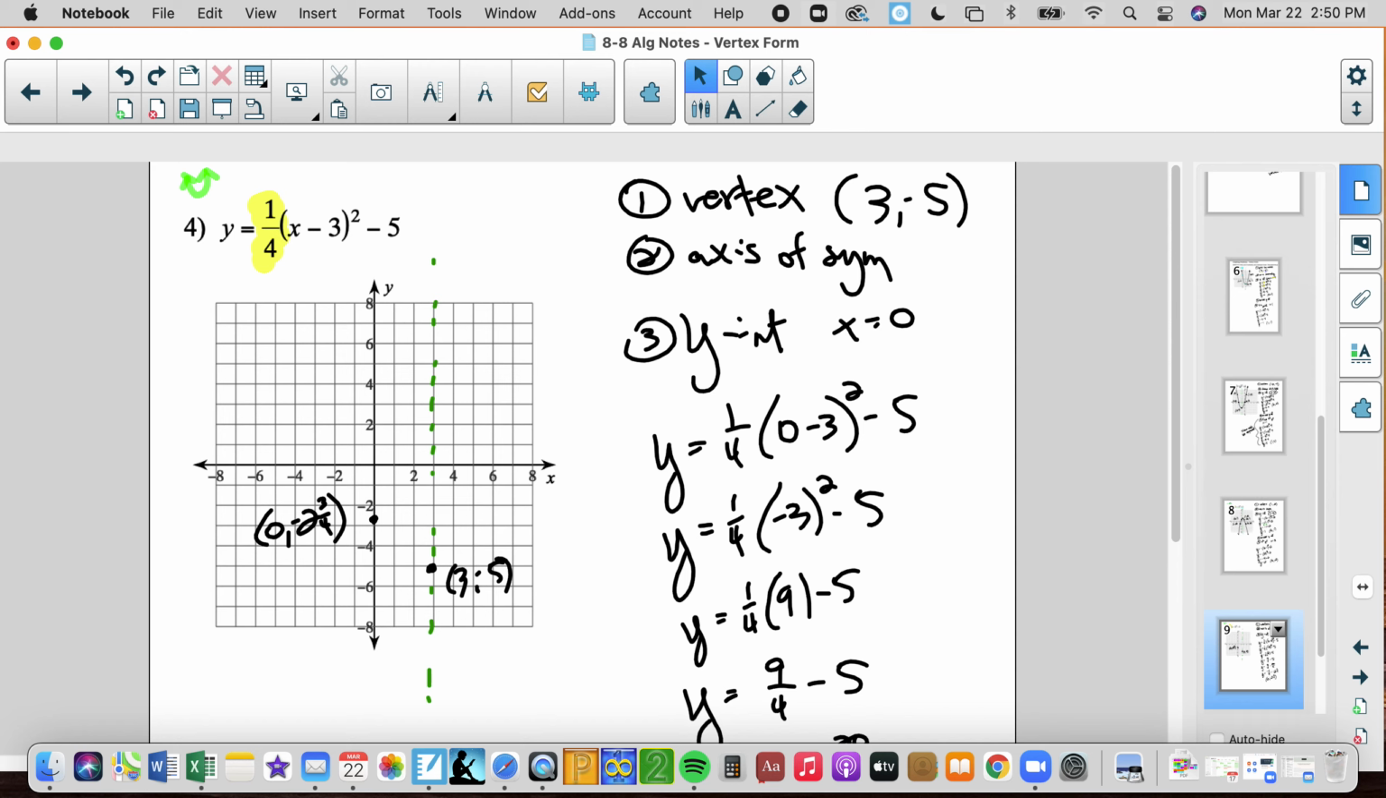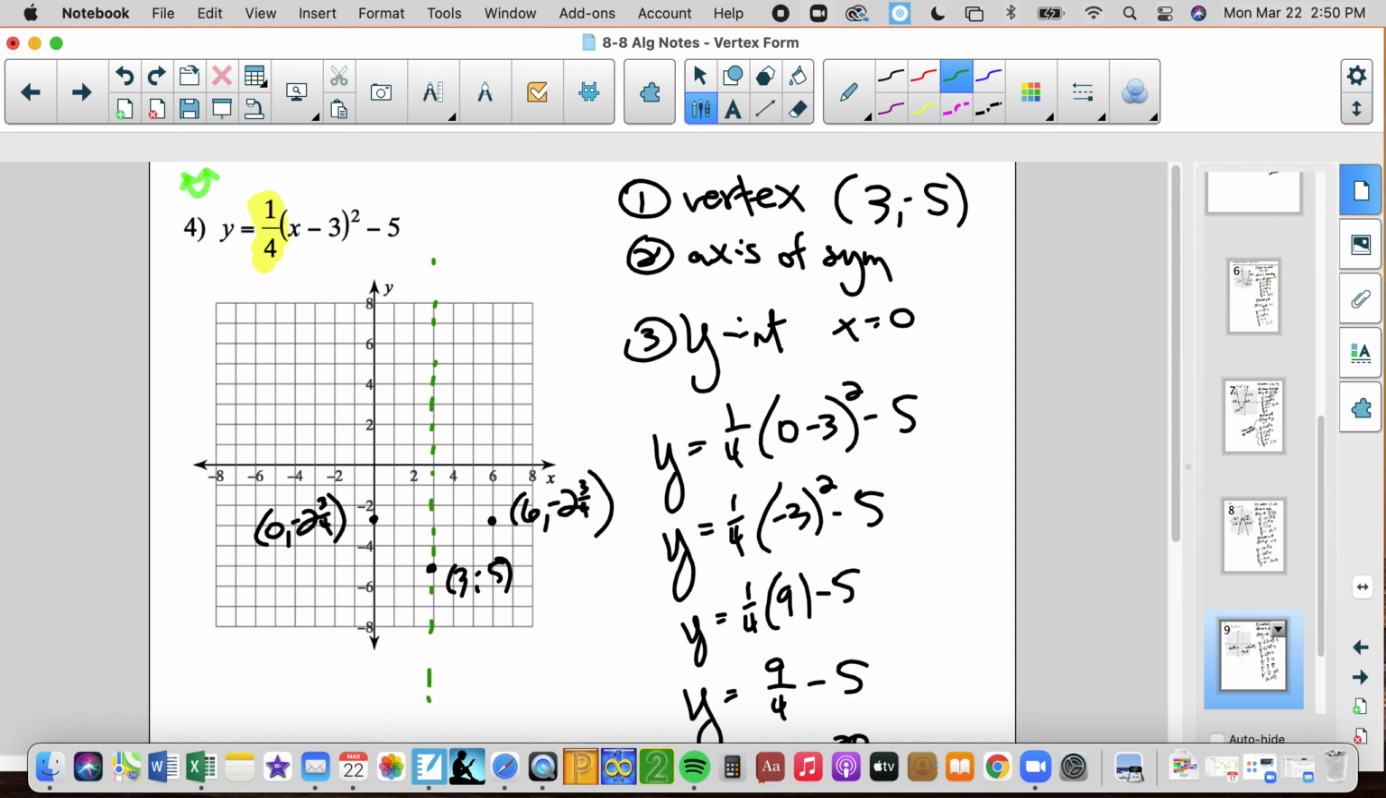Mirror point, 1, 2, 3 away from the axis of symmetry. Missing a couple dots there. So I'm going to go 1, 2, 3, and that coordinate is 6, negative 2 and 3/4. All right, now here we go.